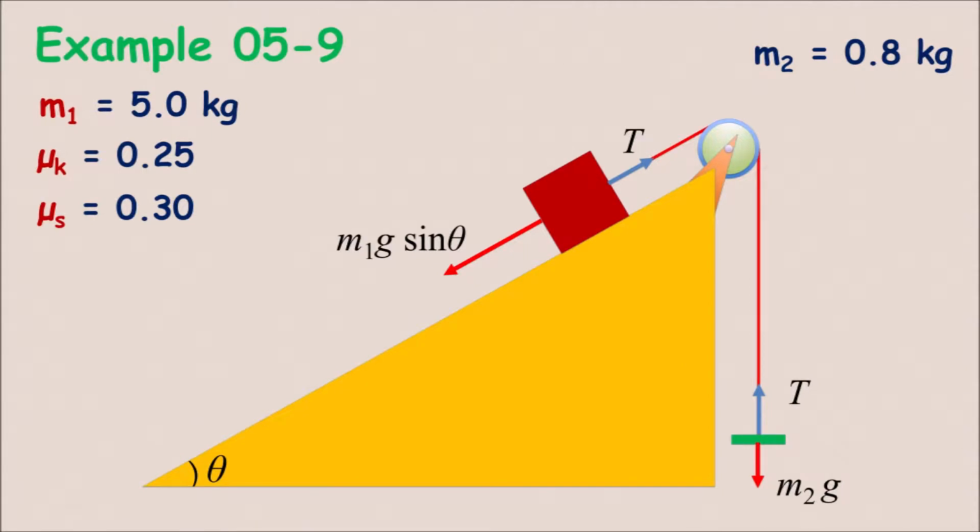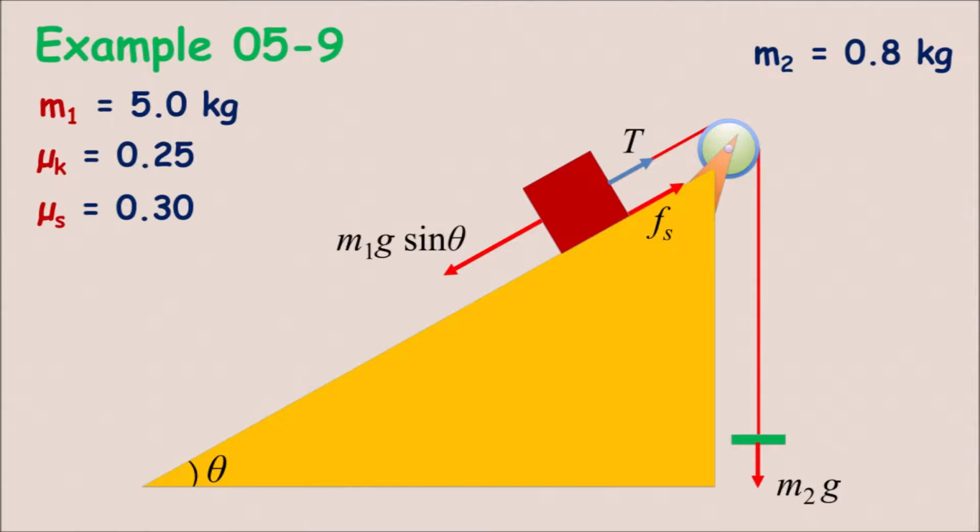Now M1G sine theta, which is 25 Newton, is much bigger than the 8 Newton tension force. Therefore, block 1 tends to move down the ramp. This creates a static friction force on block 1 directed up the ramp to prevent it from moving. However, even the maximum of static friction force, which is now 13 Newton, and the tension force together are not enough to stop block 1 from moving down the ramp.